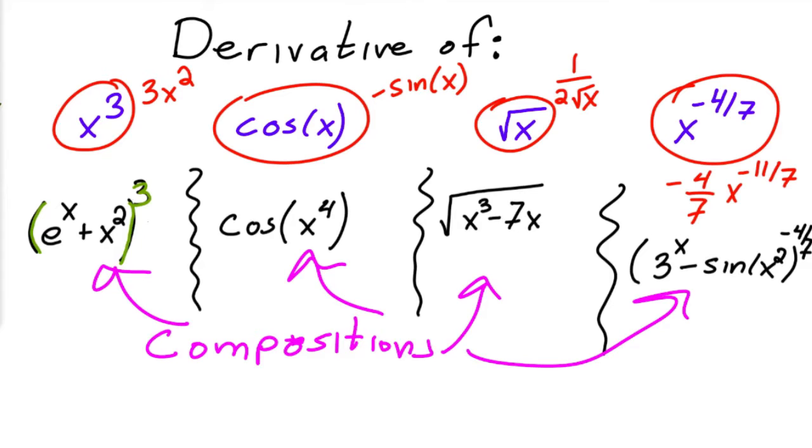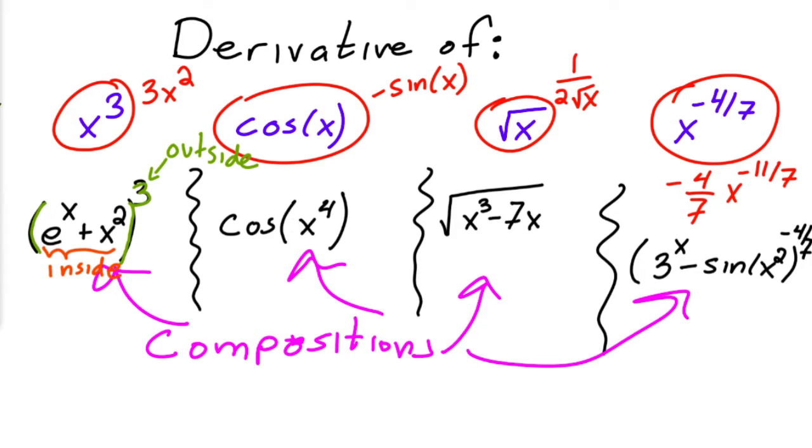So here, to be able to effectively deal with these problems, we're going to label the two parts of these functions. So we're going to have an outside function, which is this guy. So here, for example, this is the outside. And the inside function is going to be this guy right here. So notice that there's always an inside function, in this case e to the x plus x squared, and that's contained in the outside function, which in this case would be x to the third.